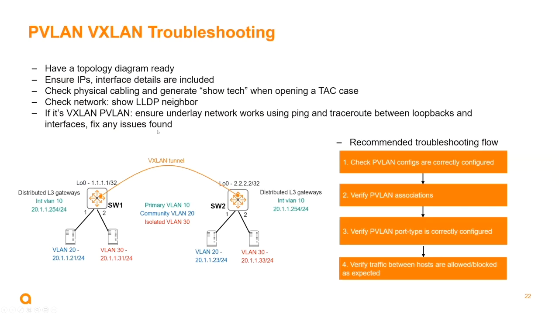When we're looking at VXLAN troubleshooting, not surprisingly, we want to have a topology and a diagram ready. We want to ensure that the IPs, the interfaces, and the details are all included. We want to check the physical cabling and possibly generate a show tech command when we're going to be opening a TAC case. Show LLDP neighbor can help us with checking the network. And if it is a VXLAN PVLAN, we want to ensure that the underlay network, using ping and traceroute between the loopback interfaces, is working. And if it's not, we want to resolve that by fixing any issues that may be found.